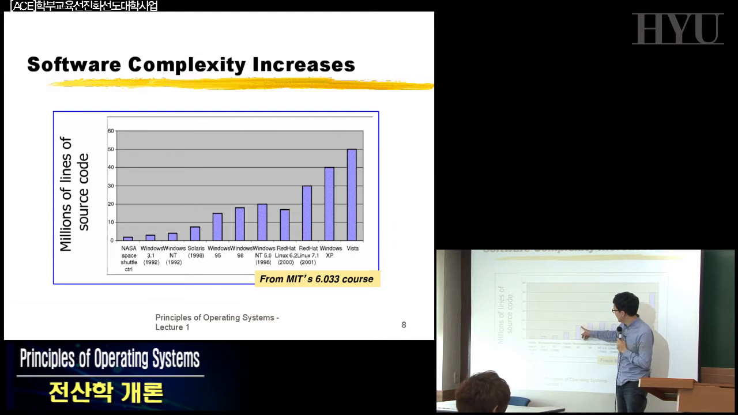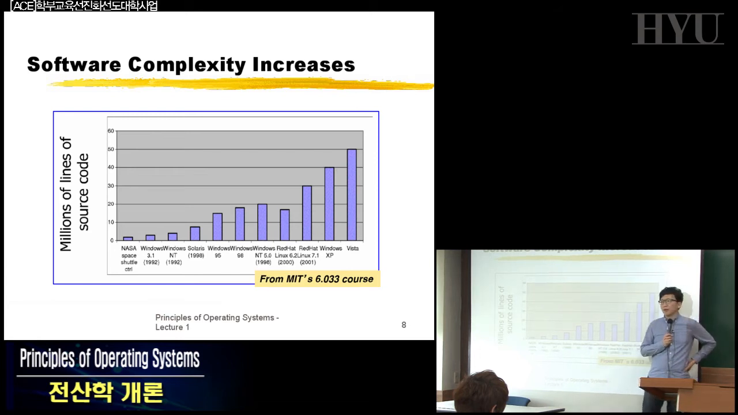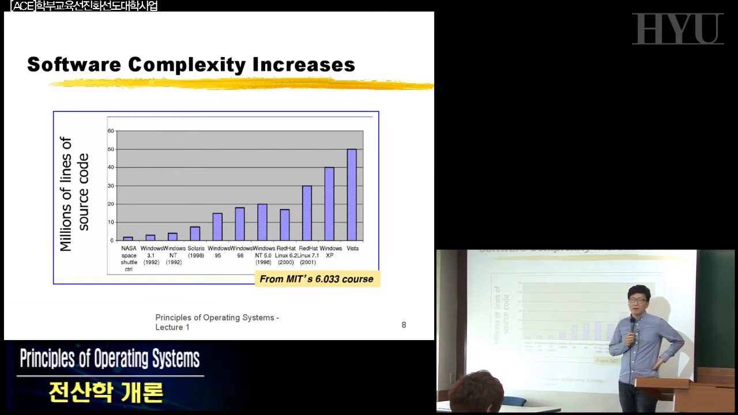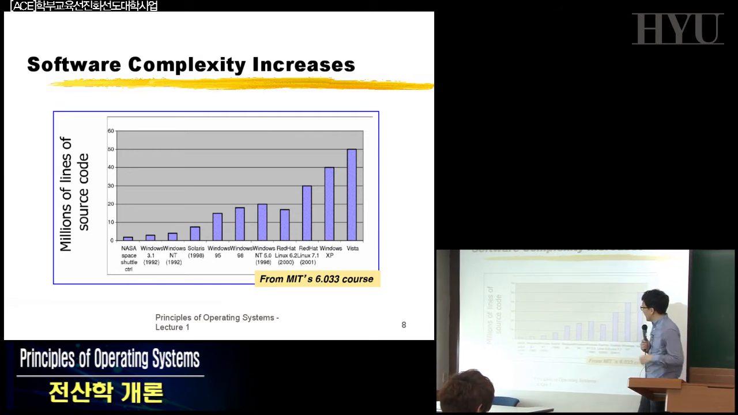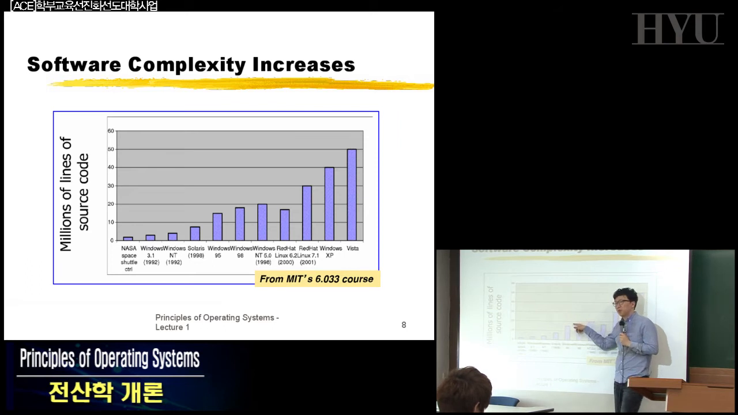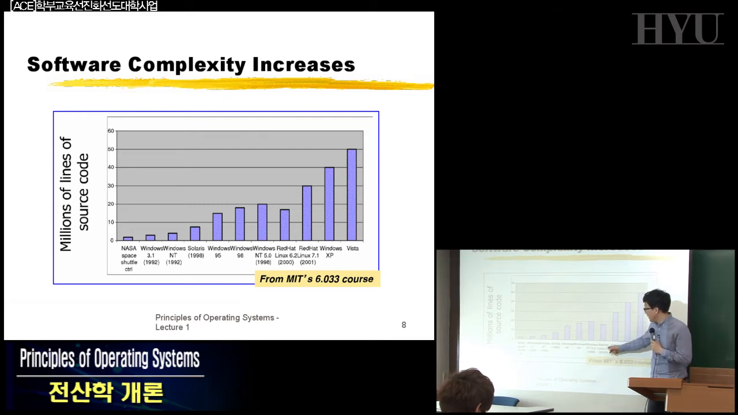Windows 95 goes to what? 이거 얼마야? 15 million. 15 million이면 얼마야? 1,500만 줄이죠. 1,500만 줄 of code. Windows 95, 98, almost going up to 20 million lines of code. Windows NT next version, 20 hits. Red Hat Linux, also very popular with users in the 2000s. Close to 20 million. Red Hat next version, 30 million.